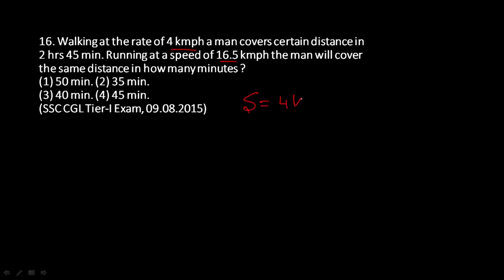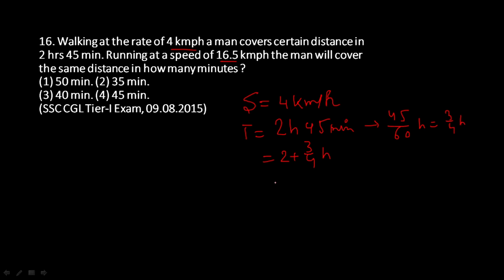Speed is 4 km per hour and time is given as 2 hours 45 minutes. 2 hours 45 minutes means 2 plus 3 by 4 hour. How? This 45 minutes means 45 upon 60 hour, which is 3 by 4 hour. So it is 11 by 4 hour. What do we know? We know distance is equal to speed into time, so it will be 4 into 11 by 4 hour. What is the total distance? Total distance is then 11 km.